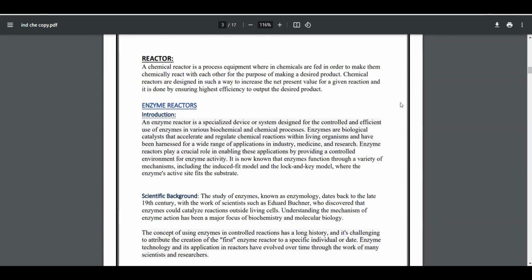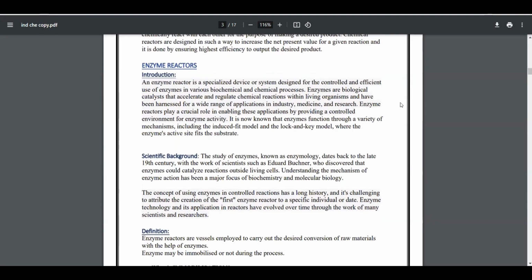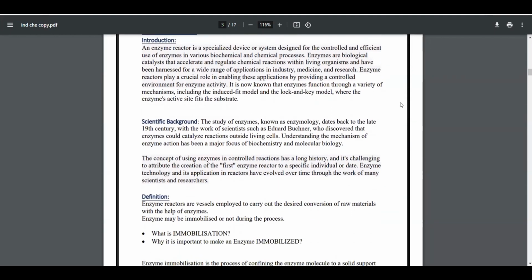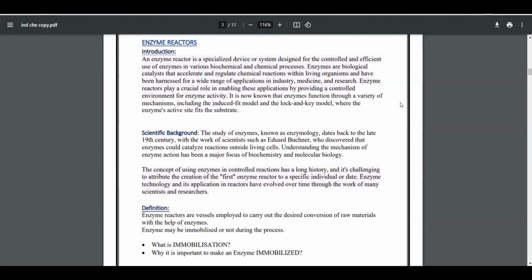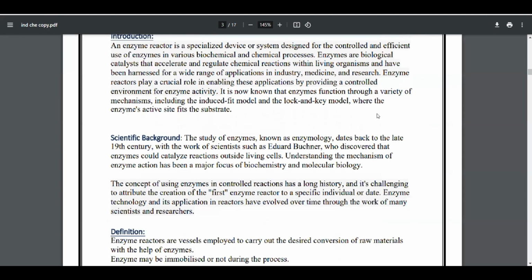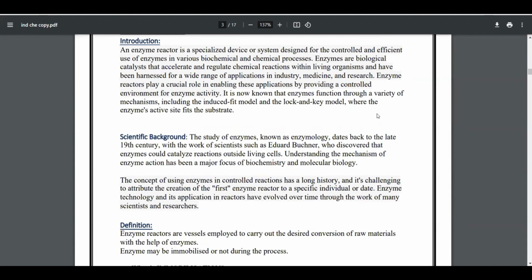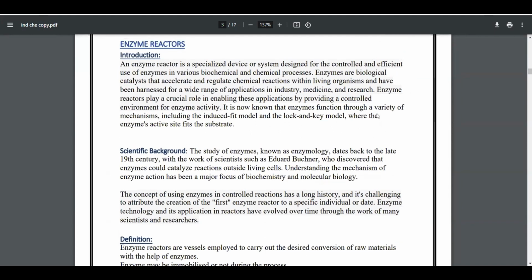Firstly, we're going to discuss their scientific background. As we all know, enzymes are proteinaceous in nature and they are biological catalysts. There was a person called Edward Buchner who discovered that enzymes are also capable of catalyzing a chemical reaction even outside the living cell. So that was the basic foundation of the enzyme reactor.